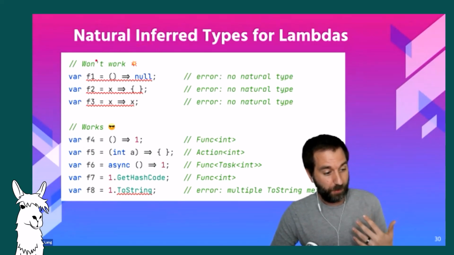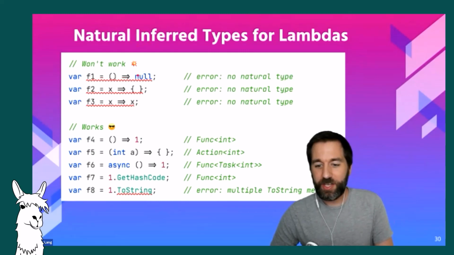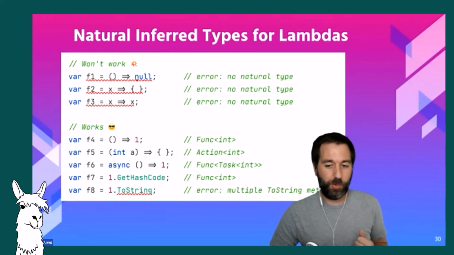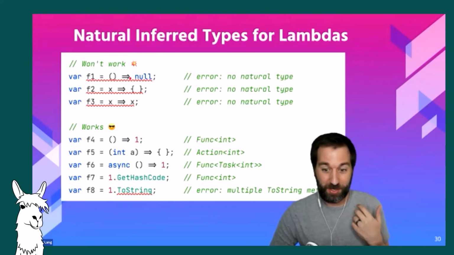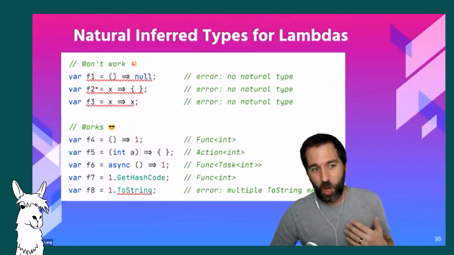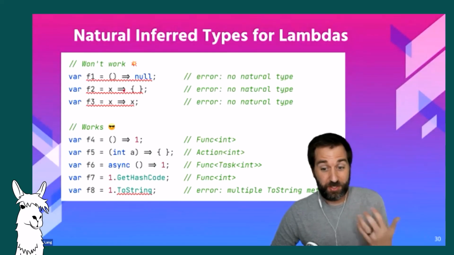Now, if we look at the ones that won't work here, from the top, we've got F1. We're returning a null here, so the compiler's not going to know what that type is. It could be a reference type, it could be a nullable value type. It doesn't know. On the next line, we haven't used X, and so it doesn't know what X is. We have to tell it.